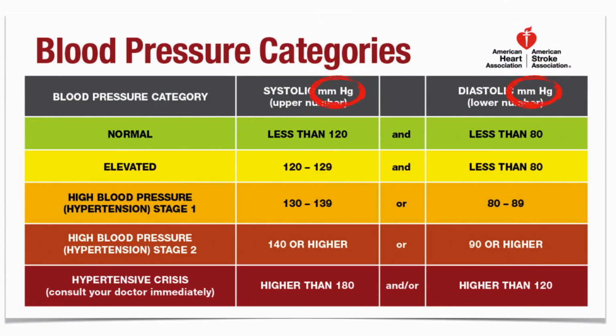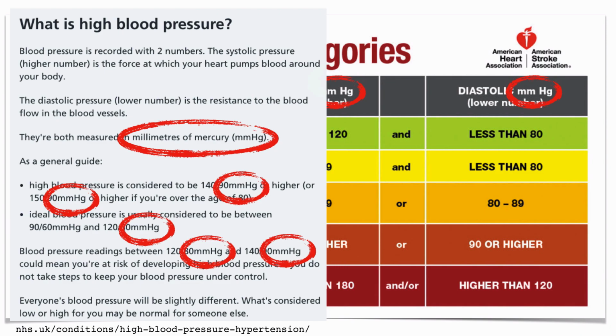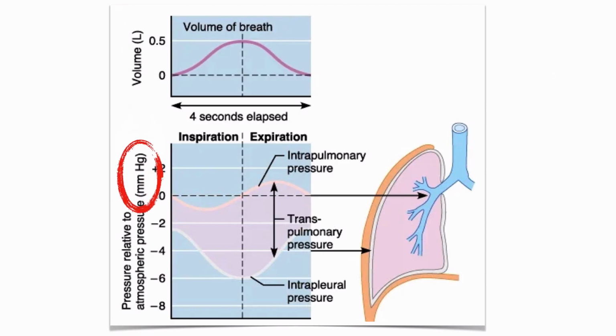Here's a presentation from the American Heart Association. Again, they use millimeters of mercury. This is from the NHS in the UK. They use millimeters of mercury. And what about in medicine? What about the pressure of the air in your lungs? Well, they use millimeters of mercury as well. So even in medicine, chemistry, physics, it looks like a lot of people are using millimeters of mercury instead of torr. But nothing wrong with torr.